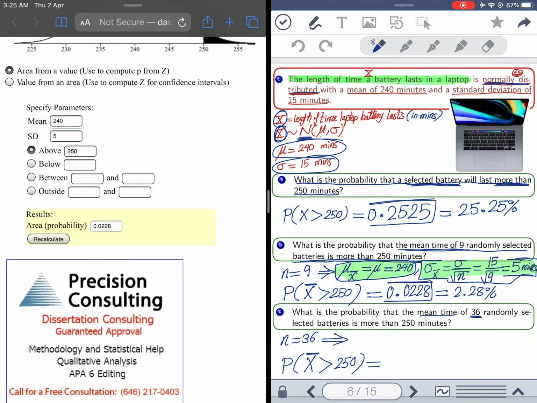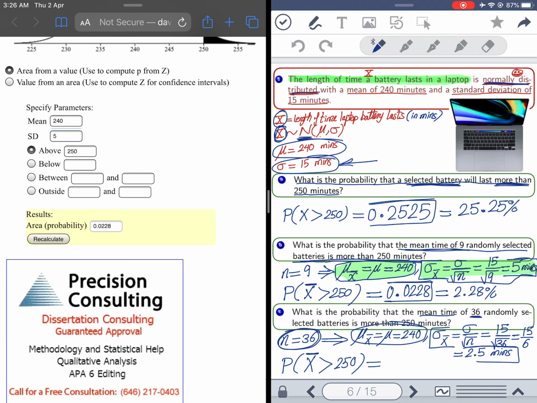So n is 36, so mu x bar, again, is the same as mu, so it's 240, and the standard deviation of sample means is the standard deviation over the square root of the sample size. The standard deviation of the population from above is 15, divided by the square root of 36. Radical 36 is 6, and 15 over 6 is 2.5. You can do it on your calculator. So this is 2.5 minutes.